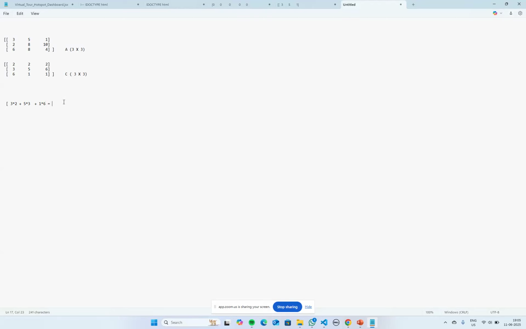So what are the values of this one? After multiplying, 6, 15, and 6. If you can see, there is a plus sign over there. I'll tell you why we have that plus sign, but we'll see the operation first. So what's the total value now? 27.